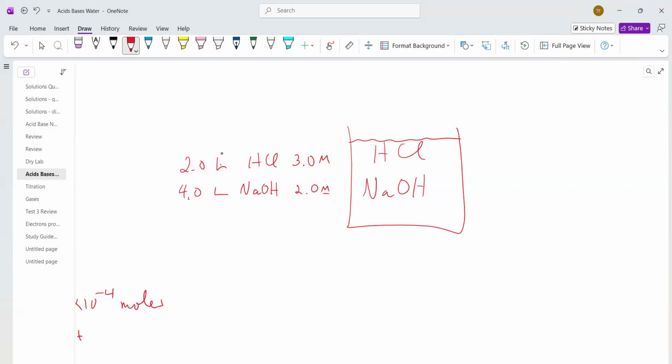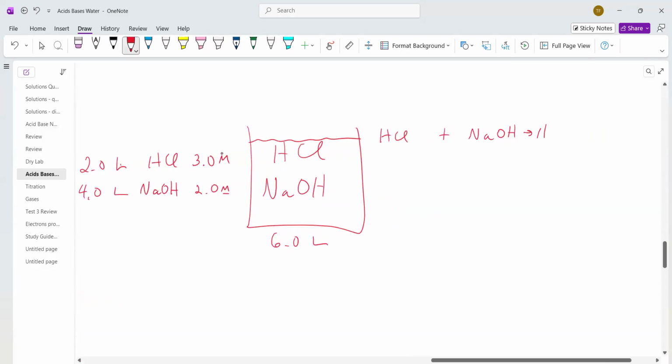Okay, so we have a total volume of 6 liters. We dumped in 2 liters of acid and 4 liters of sodium hydroxide, and then it gets really hot. Really hot. Okay, so we've got the same double replacement reaction. First thing is, let's calculate the moles of H+ produced.